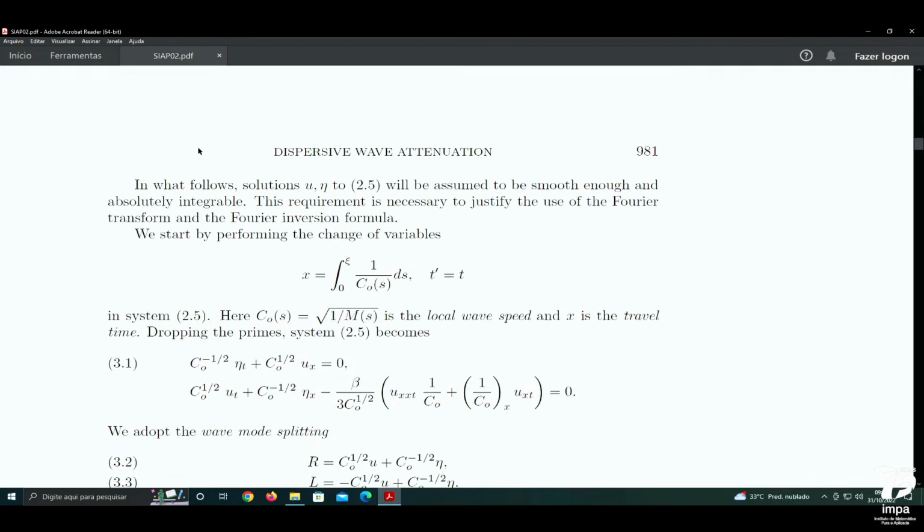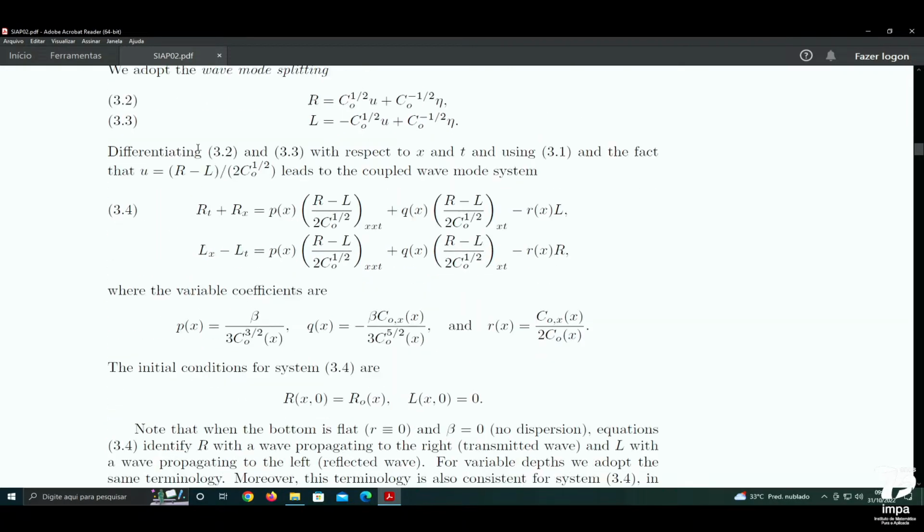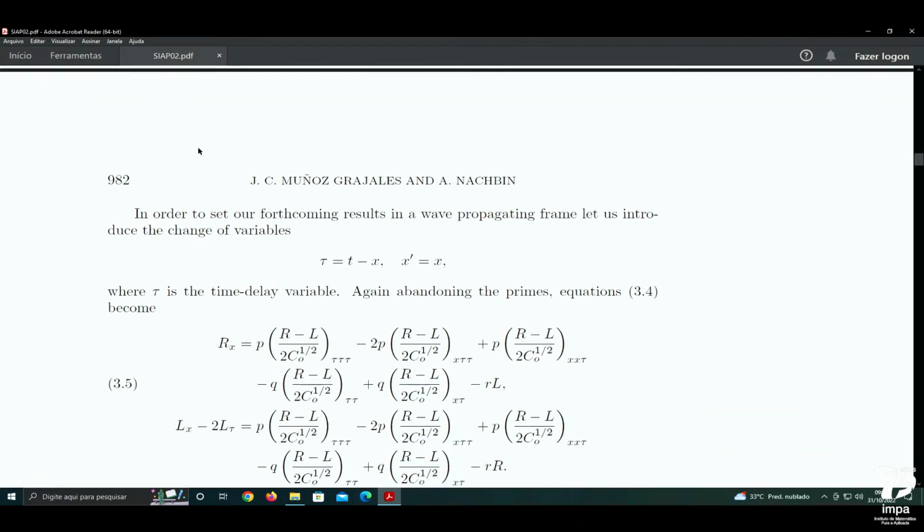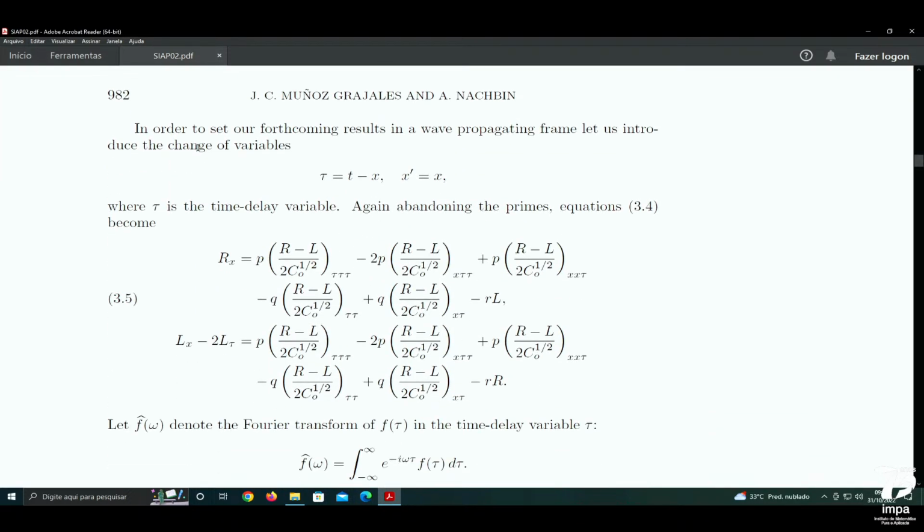What's happening here? Oh, I'm going the wrong direction, sorry. Okay, you can write it like this. They do another change of variables. So I'm not going to get into the details. They do another change of variables.